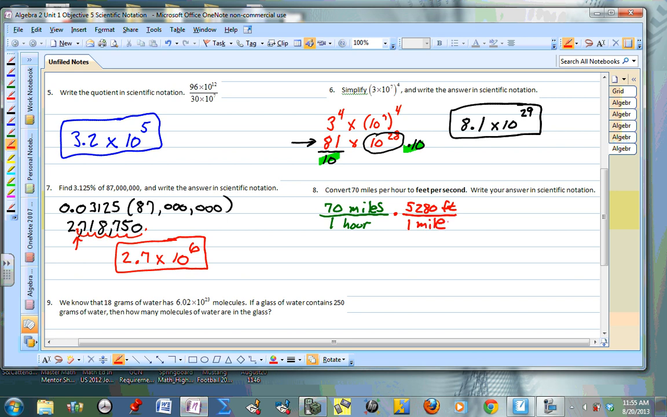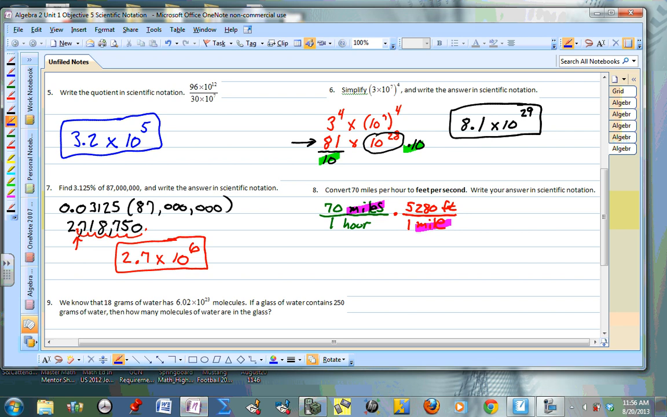Now you might be asking, why is the 5,280 feet on top of the fraction instead of on the bottom of the fraction? The reason is we want the unit of miles to be eliminated. You see how there's miles on top of the fraction and miles on the bottom of the fraction. These eliminate each other, and that's good.